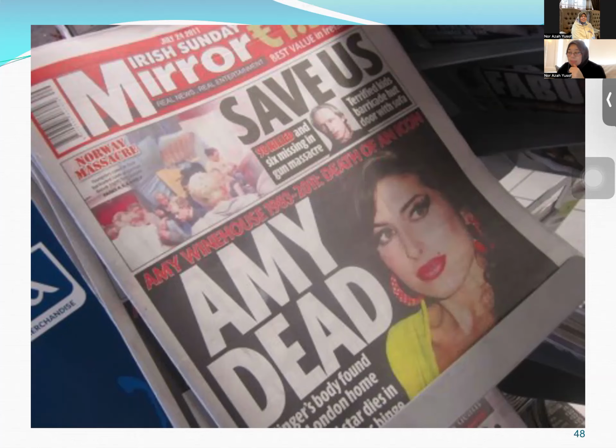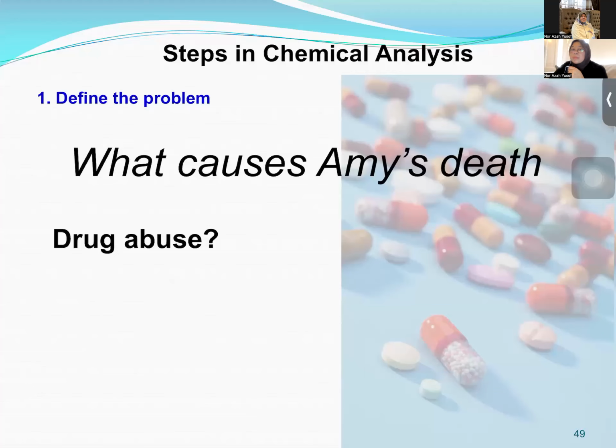Because for the replications, we can differentiate the data, and also we can validate the analysis.